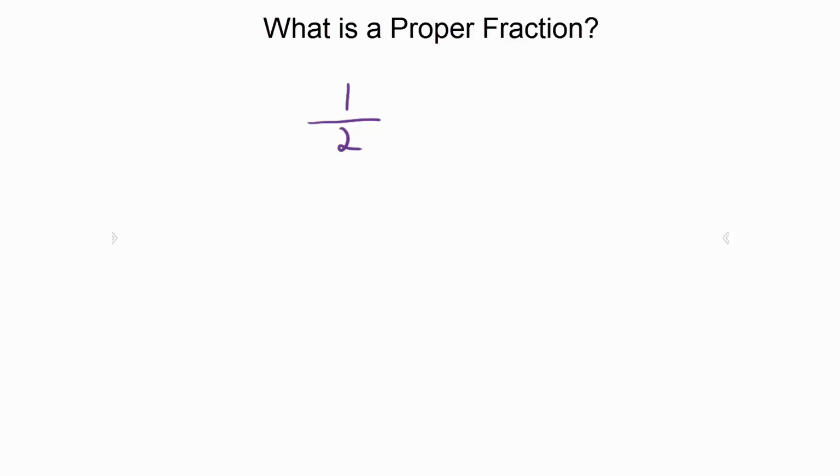So, with that said, a proper fraction is made up of 3 parts. The top number is called the numerator. The line that separates the 1 and the 2 is called the fraction bar. The bottom number is called the denominator.